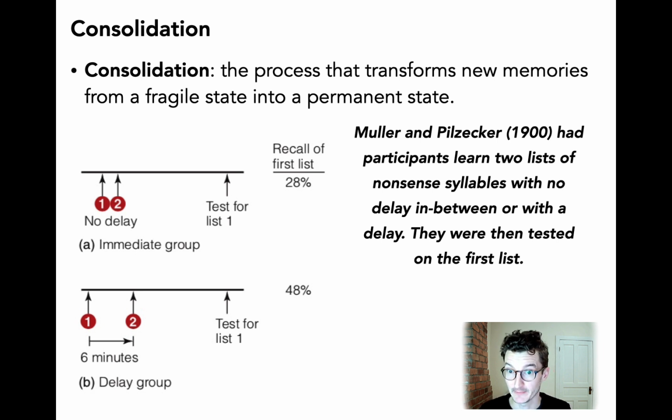And consolidation takes time. We can see that by studying behavior. In this very old study, more than 100 years old now, participants learned 2 word lists. In one group, they learned word list 1, then immediately learned word list 2. And they were tested on word list 1 sometime later. In the second group, they learned word list 1, waited 6 minutes, and then learned word list 2. And they were tested on word list 1 sometime later. What did they find? The group that had that break between the 2 word lists had better memory for that first word list.